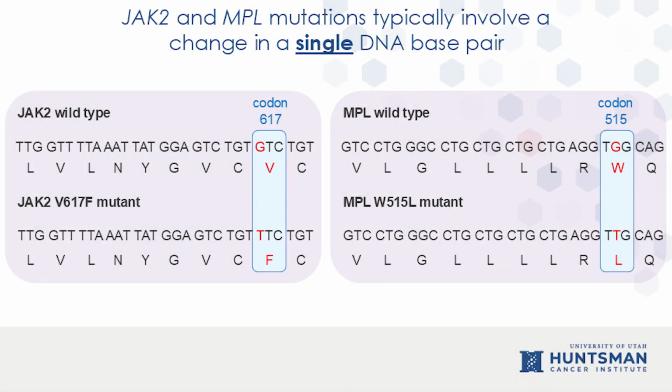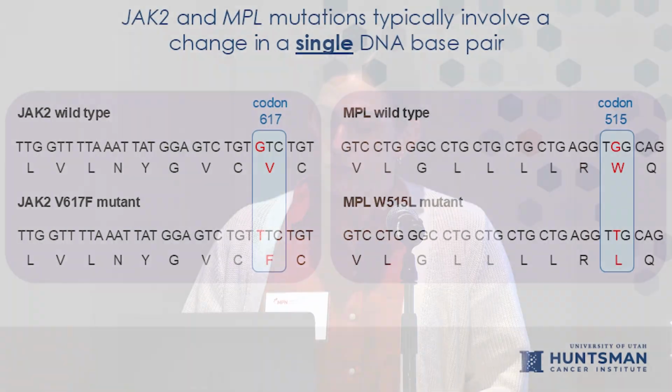So JAK2 mutations and MPL mutations are what we call activating mutations. And this just means that typically these are regulated proteins that receive signals to turn on and receive signals to turn off. And the mutations in JAK2 and MPL are activating in that they're always on. They have no off switch. And the result of that, which I'll talk about in a few slides, is that they keep telling the cells, grow, proliferate. They're never off.